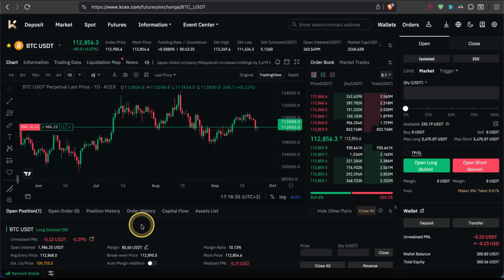To close 25% of our opened trade on KCEX, we simply go here to the right and click on close. Then we're going to choose the side controller to 25%. That means we're going to close around about $500 of this trade. Let's click on close long. And then you will see we've now decreased our position size by a quarter down to $1,500.